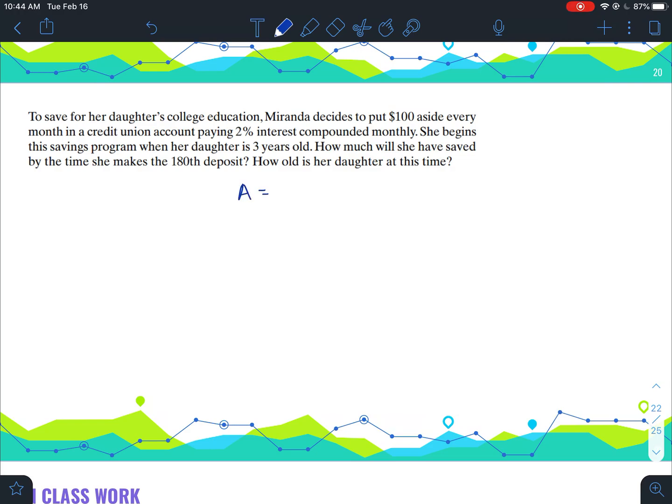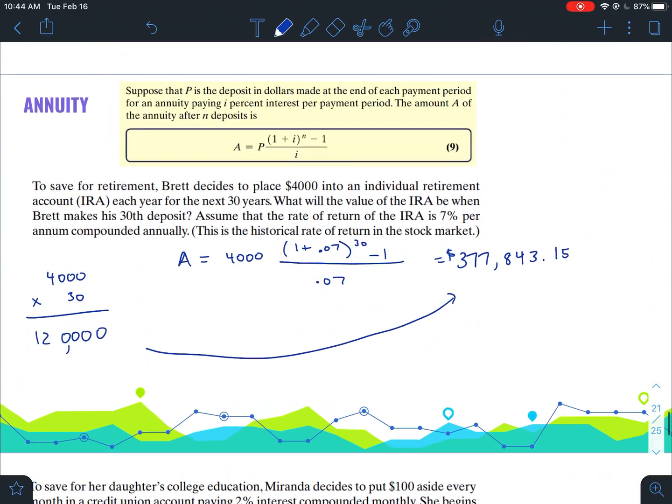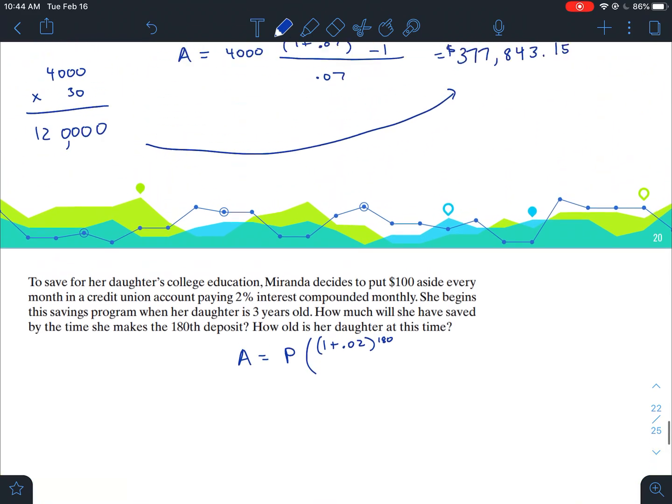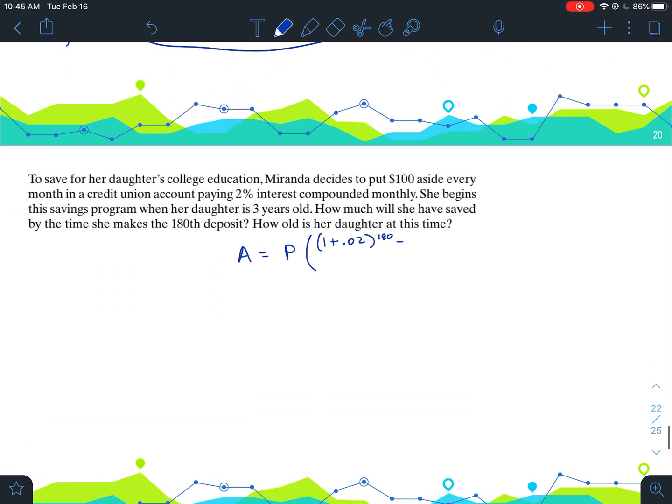So her final amount is going to equal how much she invests each month. And then it is 1 plus the interest. So 1 plus her interest is 0.02, so 2%, and then raised to 180 deposits, and then minus 1, and then divide by the interest, so 0.02. And then she is investing $100 each month.